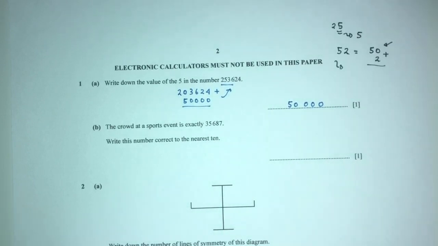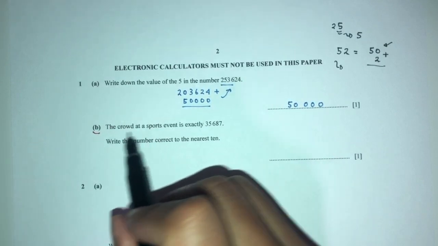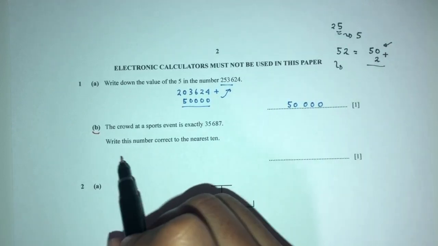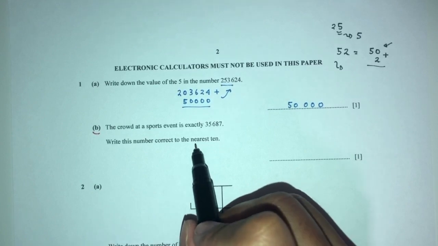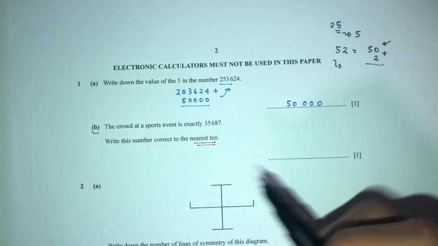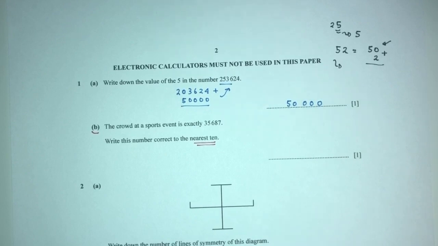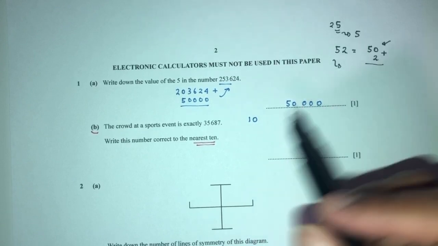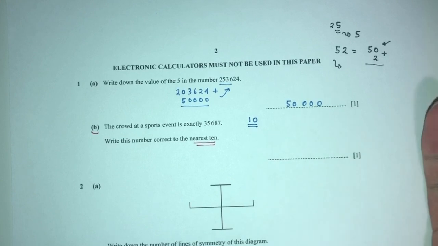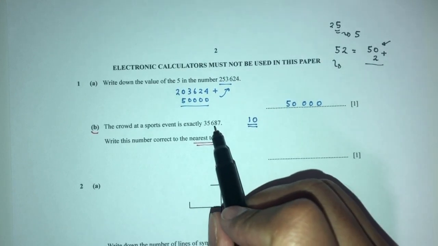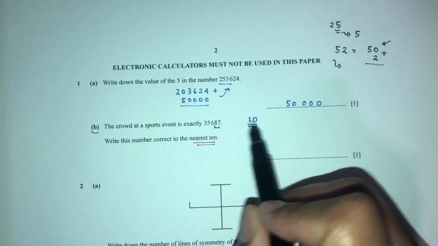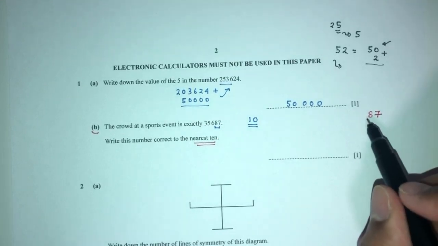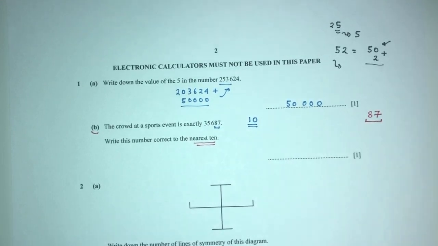That's basically it. Now for part B, the crowd at a sports event is exactly 35,687. Write this number correct to the nearest 10. Okay, so now we have to understand what does it mean, nearest 10. Now we know 10 is written like this, right? So it is a 2-digit number. So the idea here is we have to round the 2-digit number at the end of this number. Now we have 87, right? So what is the 10 that is closest to 87?